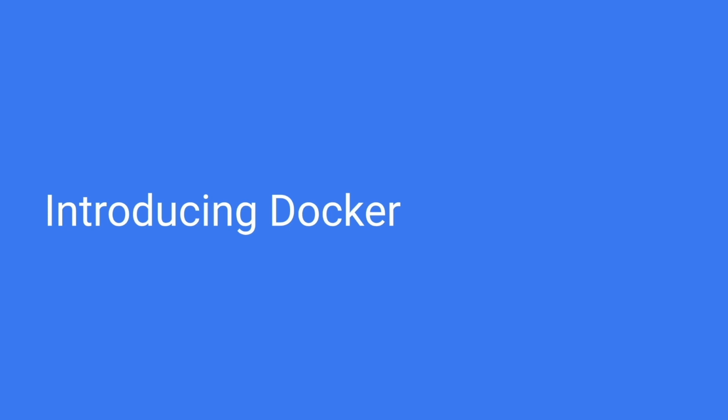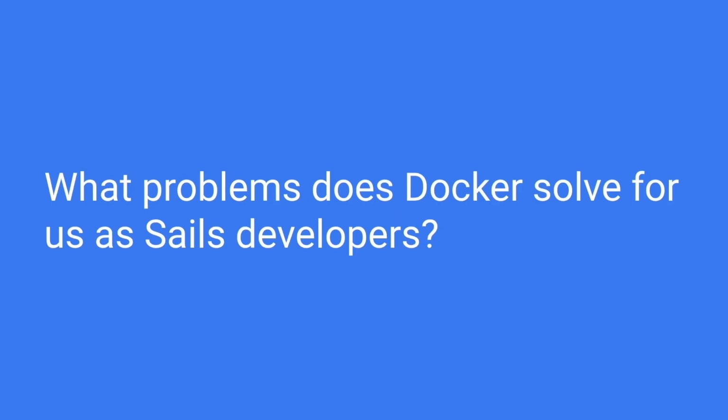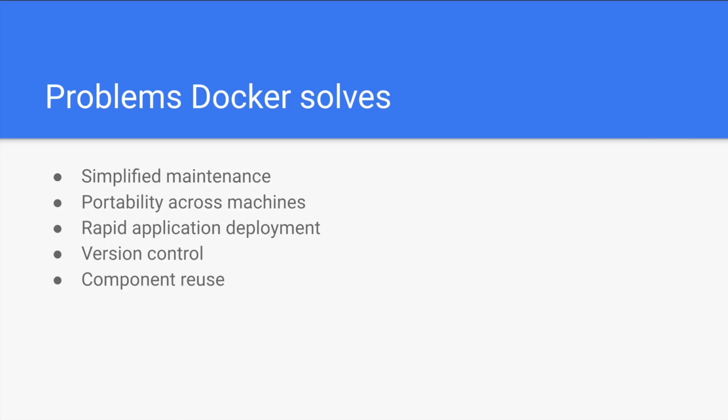So what problems does Docker solve for us as Sails.js developers? Docker has many advantages like we've already seen, but here I just wanted to outline a few that may be specific to Node development. So, simplified maintenance. We all know that managing our package.json file can be a pain, especially when it comes time to updating our dependencies. What amplifies this pain is when we upgrade our Node version on our machine for one project, but for another project we actually still need that older Node version.